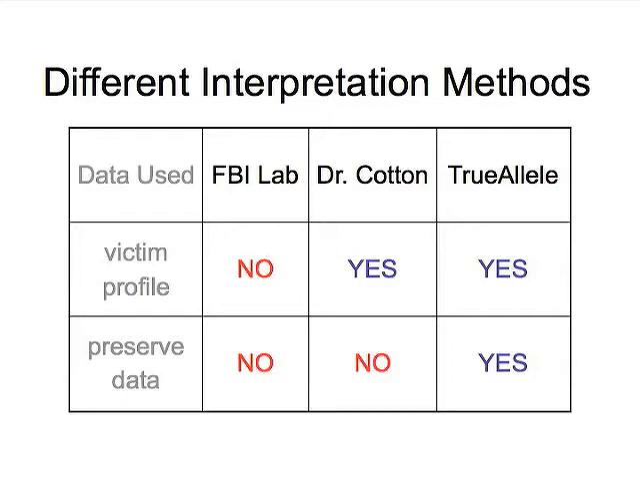The FBI lab uses a standard inclusion method, which does not use the victim profile, as you see on the left, and does not preserve the quantitative data, as I'll show you in a minute. Dr. Robin Cotton's method does use the victim profile as information to infer a genotype, but again does not use all the quantitative data. The computer system makes full use of all the information to the extent that statistical modeling and computation will permit. It did use the victim profile in this case, and it does preserve all the quantitative information present in the data.